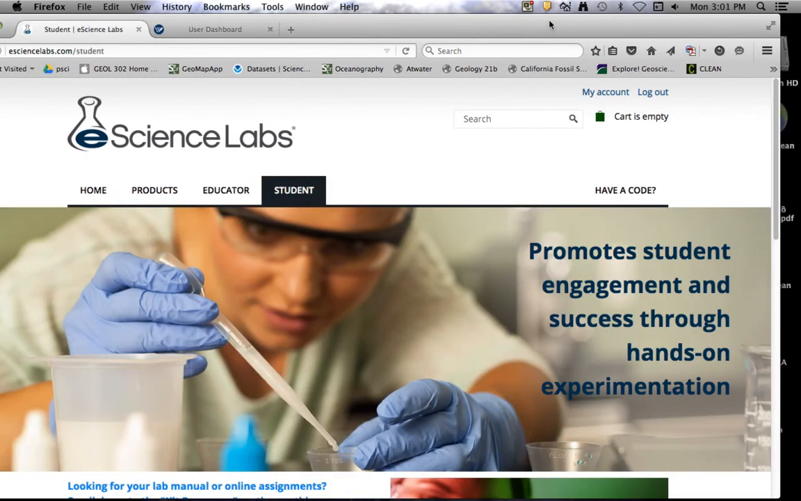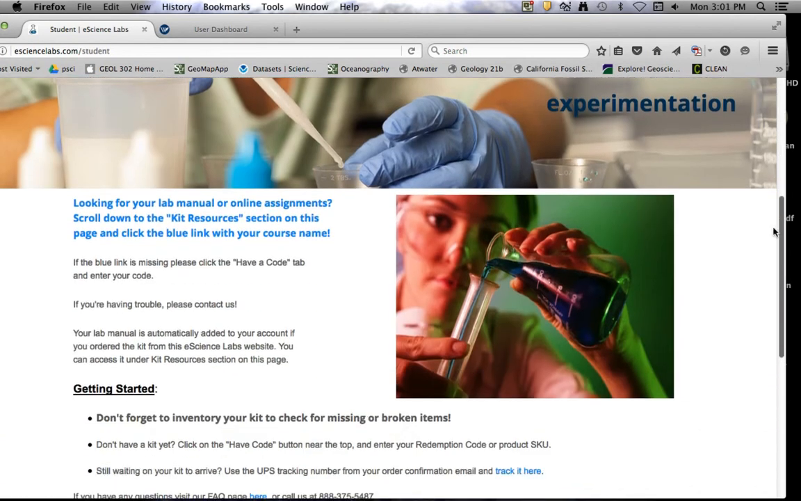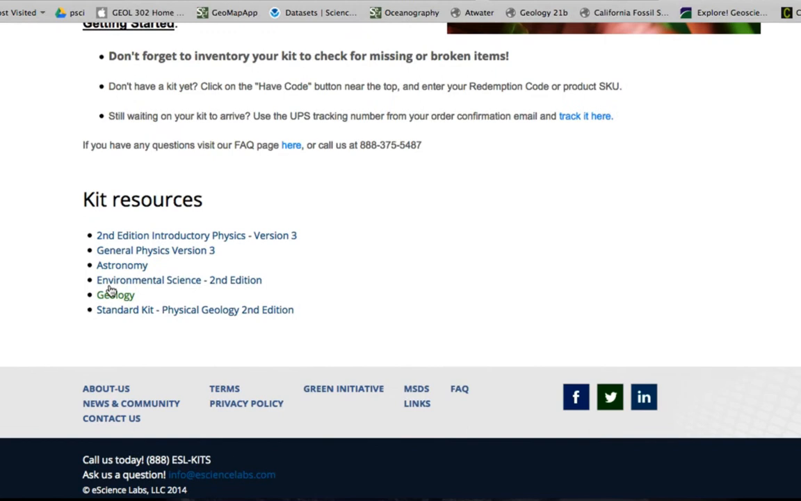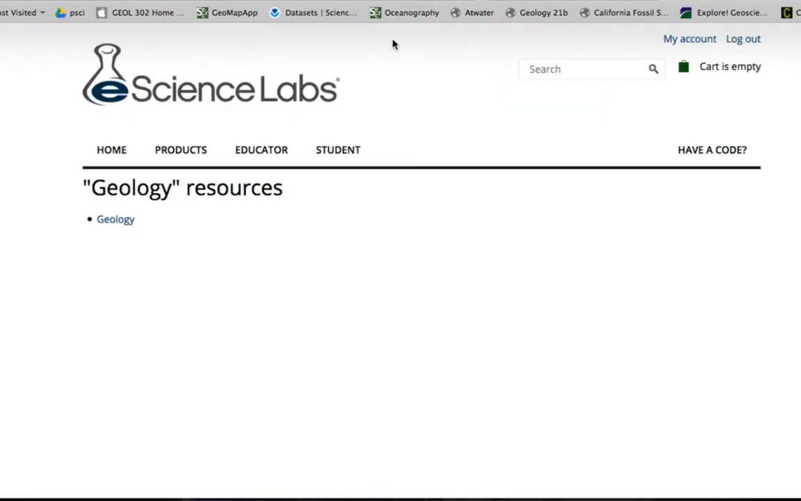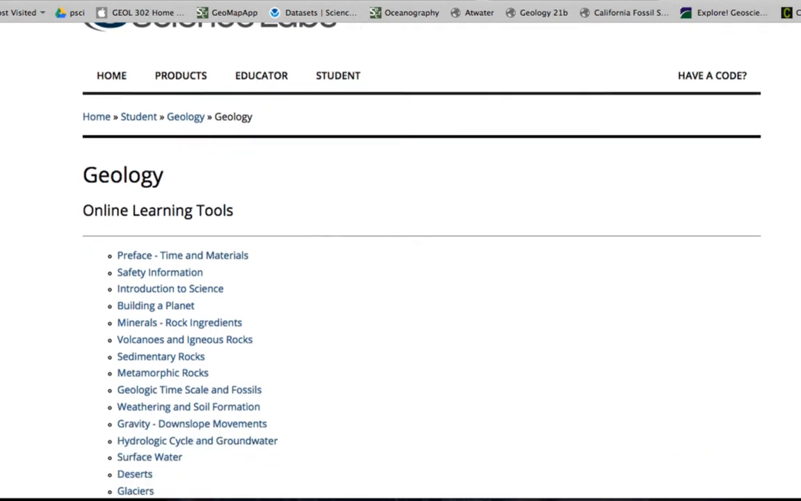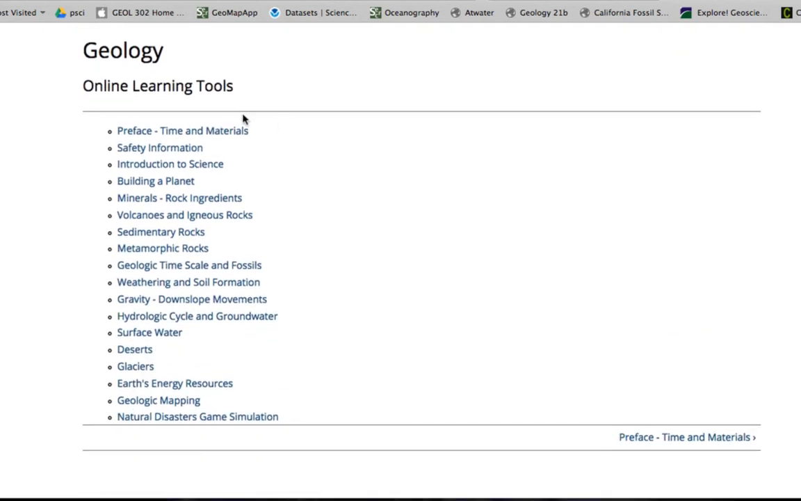And you'll see that near the bottom here are the different kit resources, right? So your kit is for geology. And remember, our geology kit is custom order, so we're not going to have all the labs in this lab manual. So essentially, this is the lab manual for the geology lab. You click on the geology link here, and then these are the different labs that are in this manual. Obviously, we're not doing all of them because we have a custom kit.